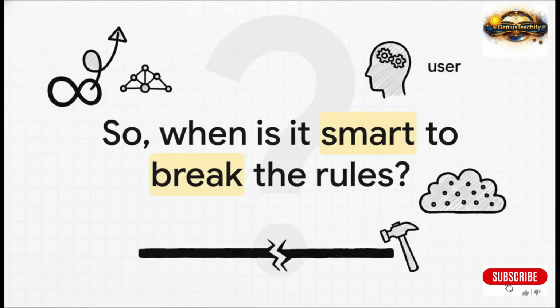So, here's the bottom line. Understanding Big O is about knowing how code behaves when you push it to infinity. But true wisdom, that comes from knowing how it behaves for your users with your data. So the real question isn't just about knowing the rules, it's about knowing when it's actually smart to break them.